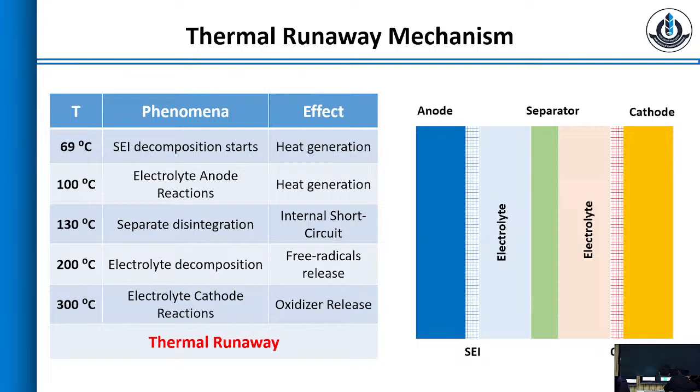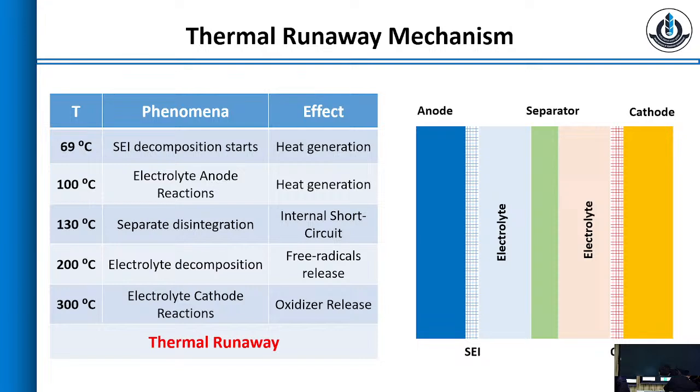It starts to take away the lithium ions from the anode, and these reactions are exothermic. They generate some amount of heat, even if small, as the SEI decomposes and the electrolyte interacts with the anode. As the temperature reaches 100 degrees Celsius, the electrolyte-anode reaction starts to take place vigorously, once the heat accumulated reaches that temperature. Because of all these reactions, further heat is generated.